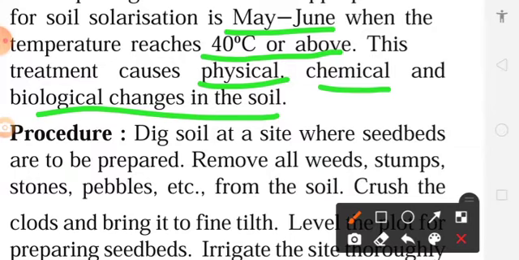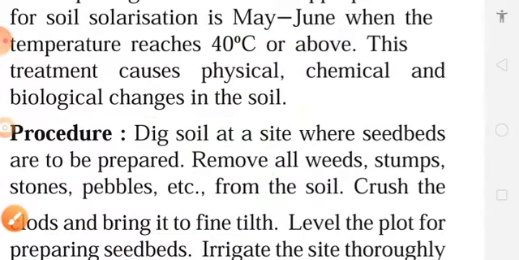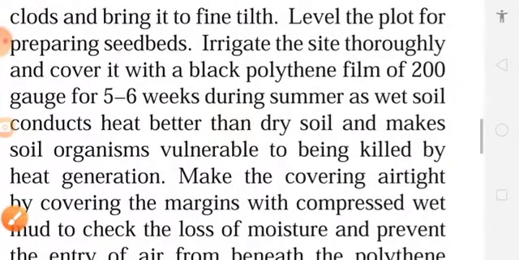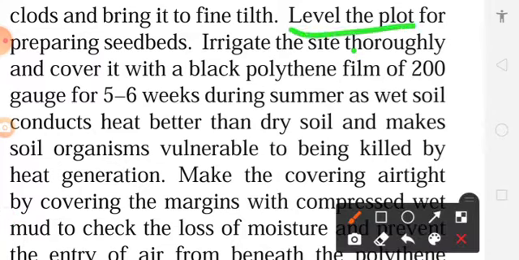For that purpose, where we want to prepare the seed beds, in that site we have to remove all weeds, all stumps or remaining parts of the plant. After harvesting, we have to remove the stubbles, and we have to crush the clods and bring the soil to a good tilth condition or fine tilth condition. Then we have to level the plot. Leveling of the plot is also important so as to facilitate irrigation smoothly.